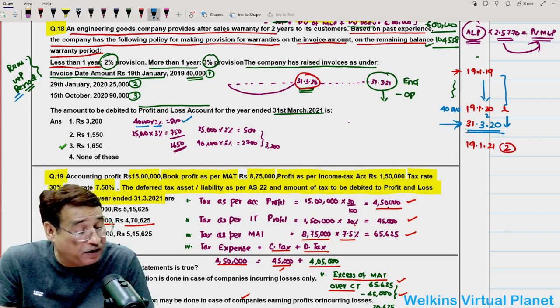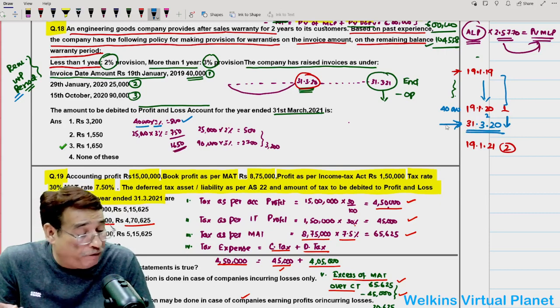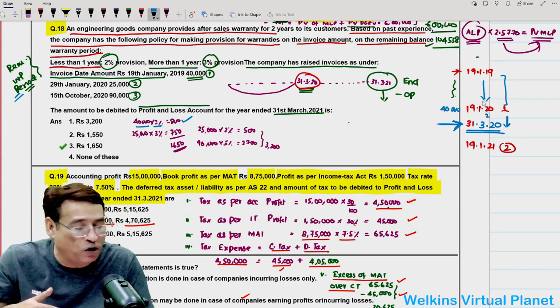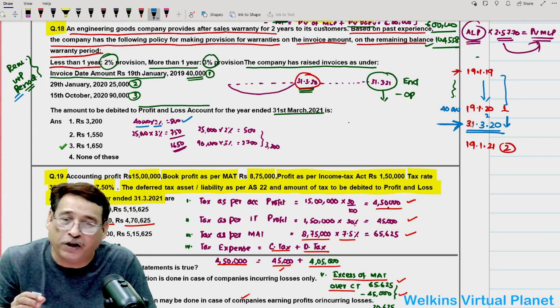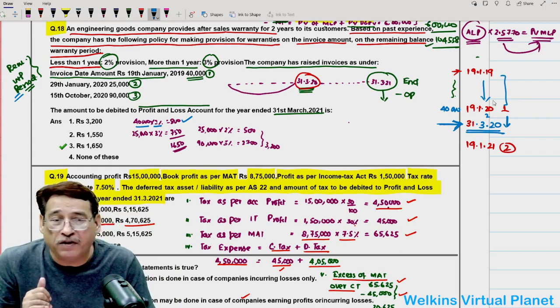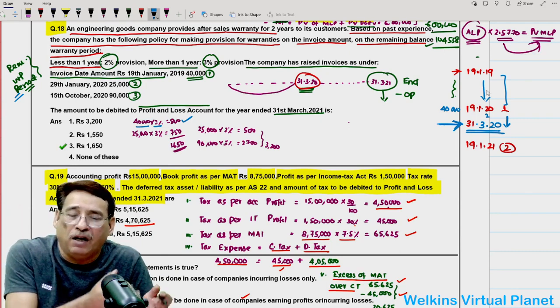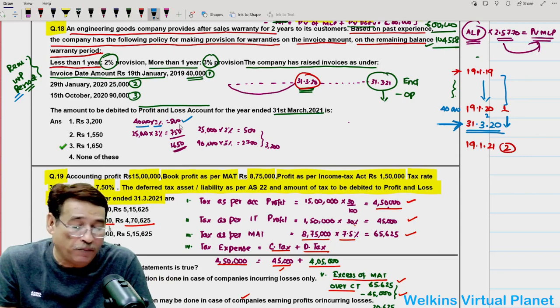Remaining time period till this particular date, correct? When I make the provision on this particular date, you check it this way around. How much time period has already gone by from the raising of the bill till this particular date? Obviously, out of 2 years, you can say 14 months have already elapsed. So quite obviously, less than 1 year period is remaining. So you are going to make a 2% provision.